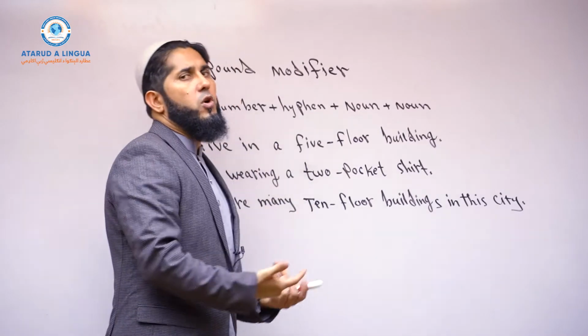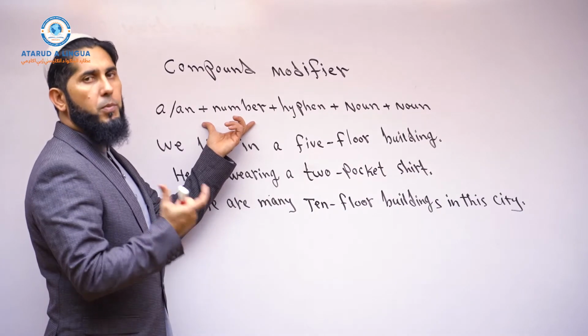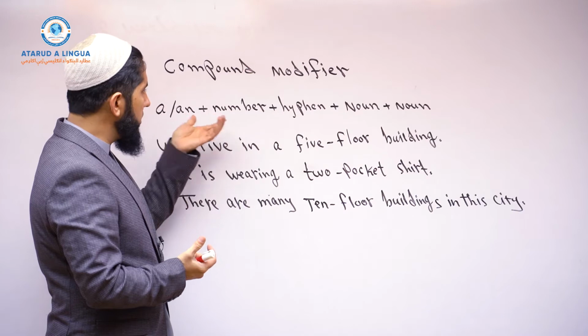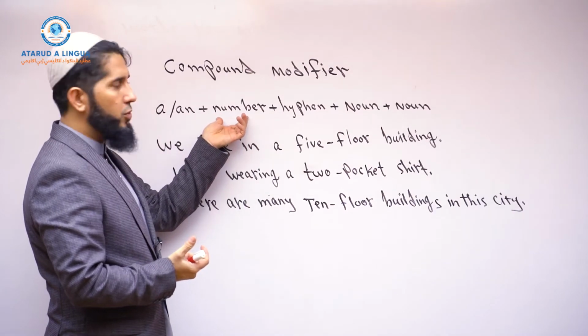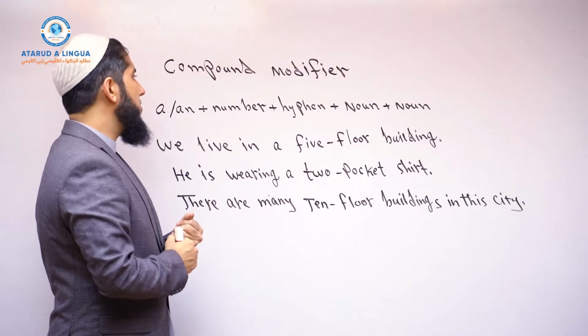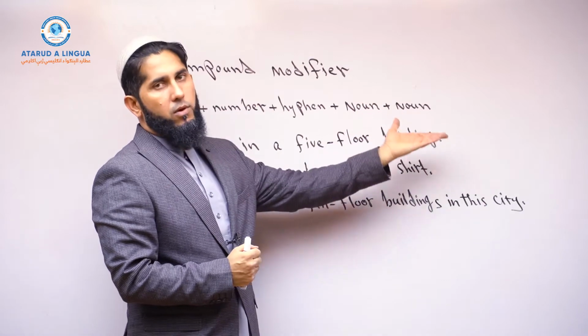So what's a compound modifier? See, there is a structure, there's a formula over here. Articles are used according to the sound of the number which comes after these articles in your sentence. And then a hyphen, and after that noun plus noun.